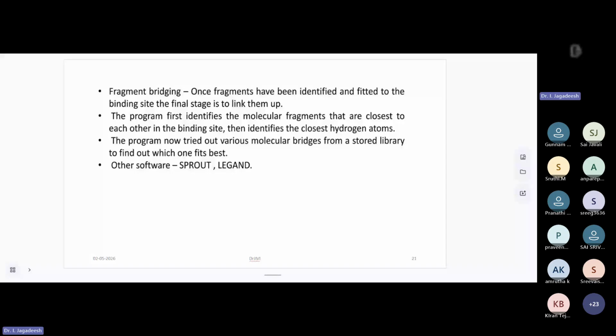The program now tries the various molecular bridges stored in the library to find one, using a program which is generally called SPROUT. So another one is SPROUT and LIGAND. Don't get confused with the software names and the database names. Later onwards, once the session is over, you can easily recognize each structure and each database, and how it can be done by the software.